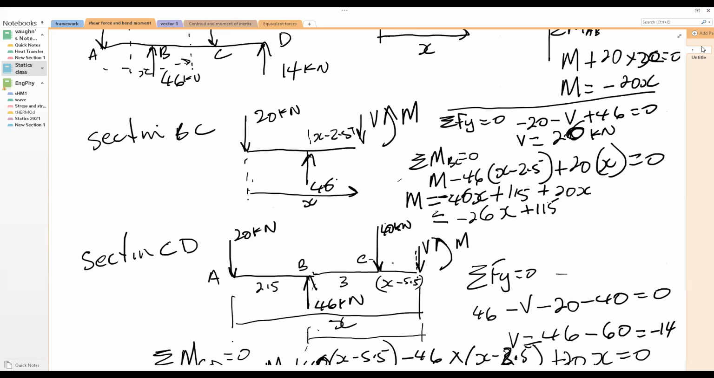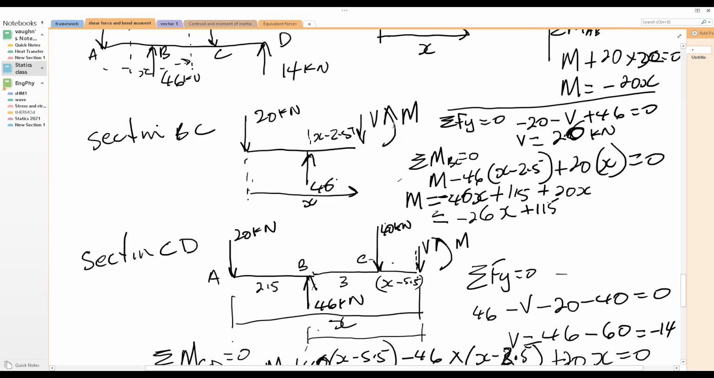Let's check how many forces we have again. We have the 20, the 46, and that. And we have them, so minus, that's minus. And that's minus also for the shear force: minus V plus 46. And that gives us, so that is good. We then know we cut it right here.